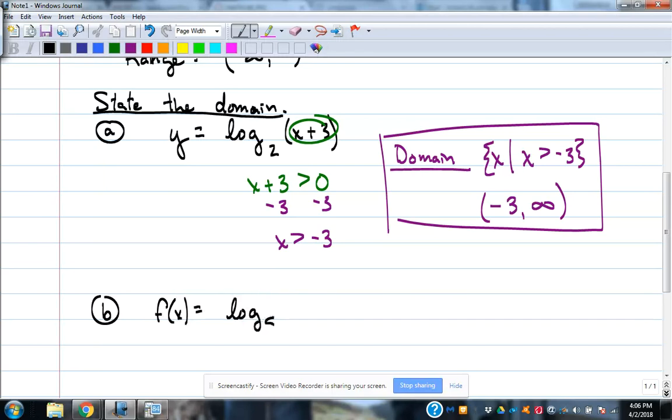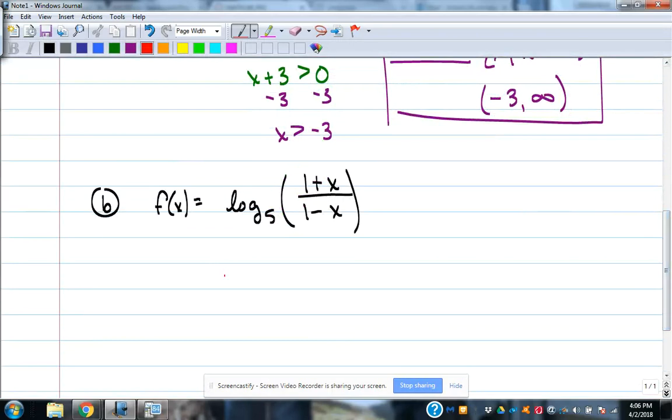Log base 5 of 1 plus x over 1 minus x. A rational expression inside of a logarithmic function. So if we're going to take the domain of that, we need to know when is that fraction greater than 0. So 1 plus x over 1 minus x. When is that greater than 0?